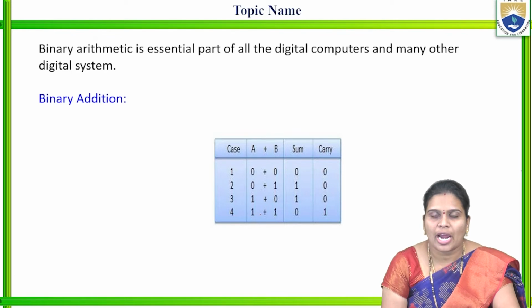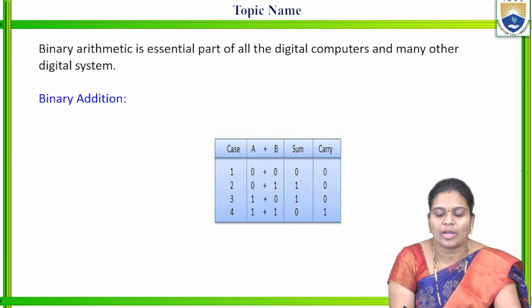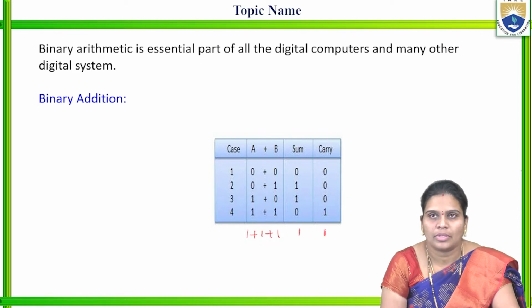If we take more than two bits, for example A, B, and C, with all three input bits being 1, 1, 1, what do we get? 1 plus 1 plus 1: the carry is 1 and the sum is also 1. This is the binary addition.